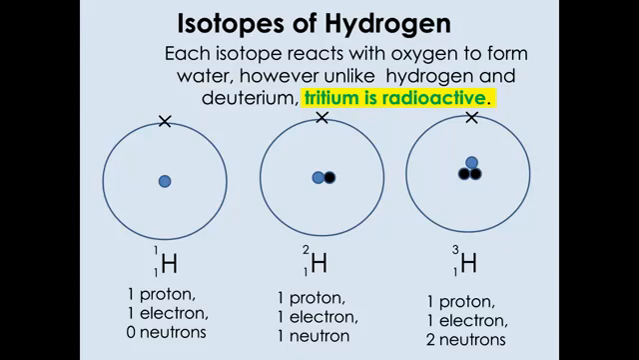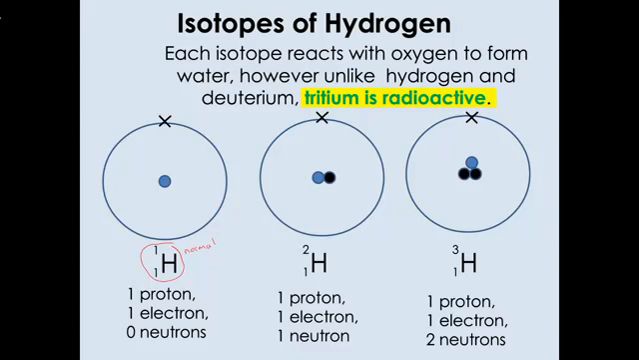So here's some examples from isotopes of hydrogen. So this is a normal hydrogen. If you look in the periodic table, both numbers are the same, so the atomic number and the mass number are the same. So it's got 1 proton, 1 electron. It's got no neutrons.